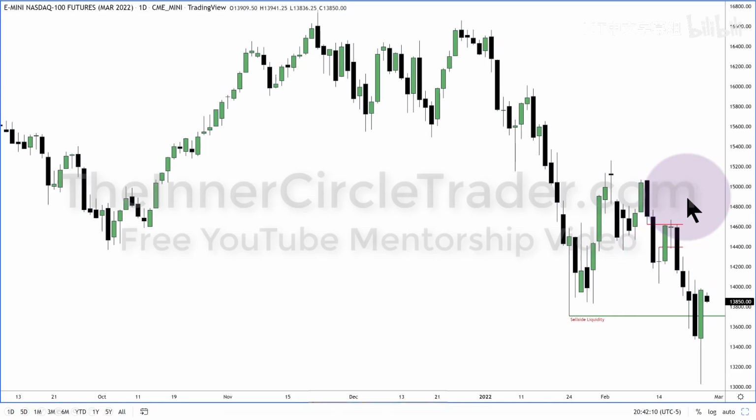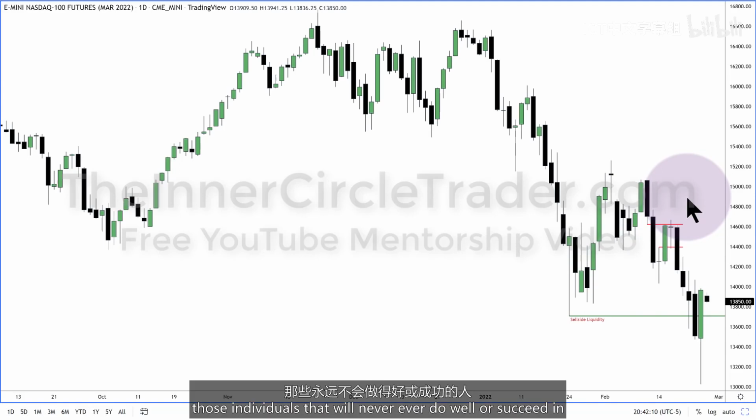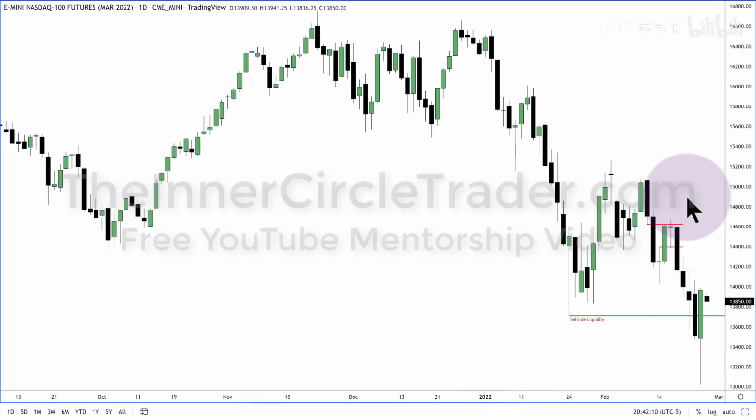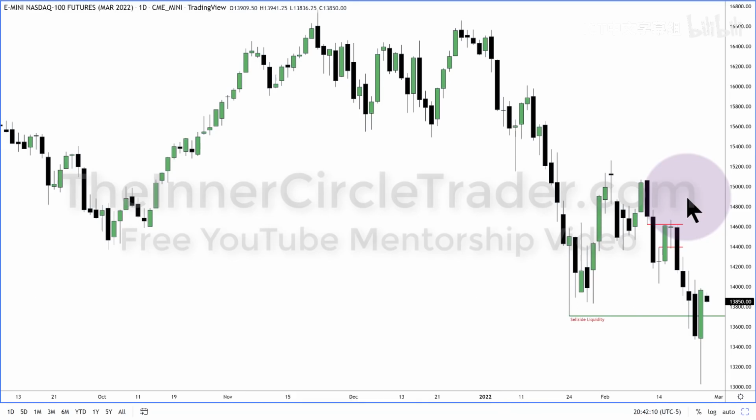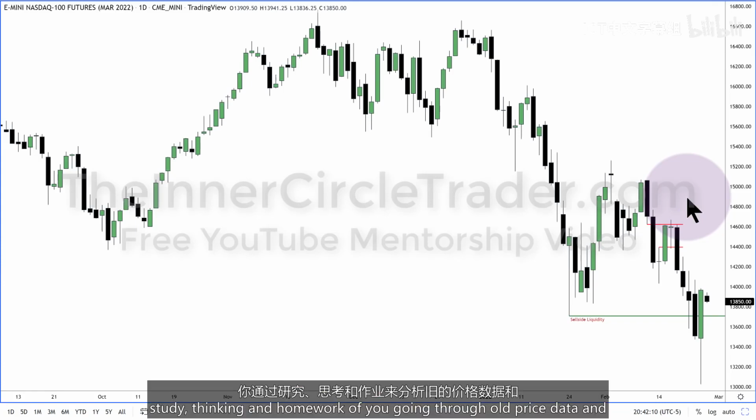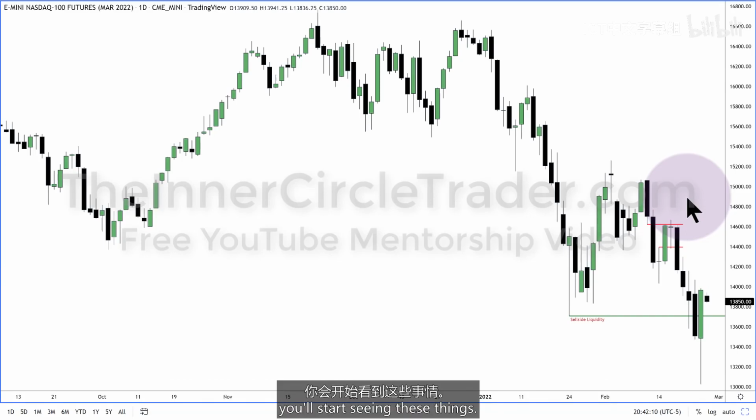Now, before I do this, I want you to understand this part. This is the part that seems boring. This is the part that gets the most complaints from those individuals that will never do well or succeed in this, because they want 5-minute trainers for something that's extremely technical, and you just can't strip it down to very easy ideas. So it's going to take a little bit of study, thinking, and homework of you going through old price data, and you'll start seeing these things.